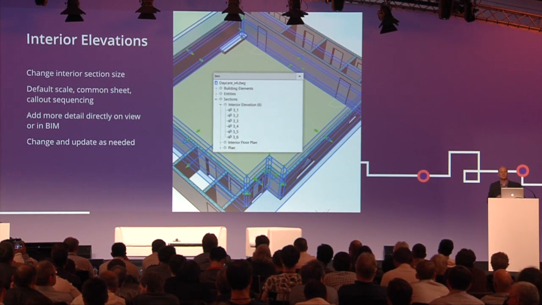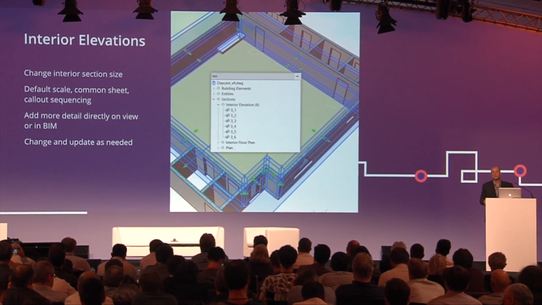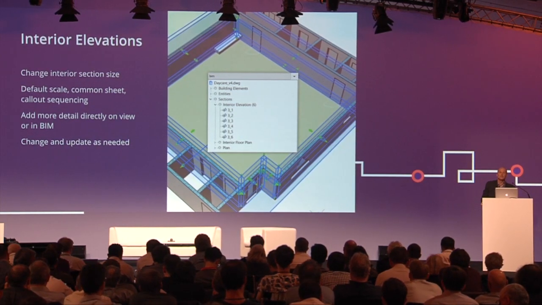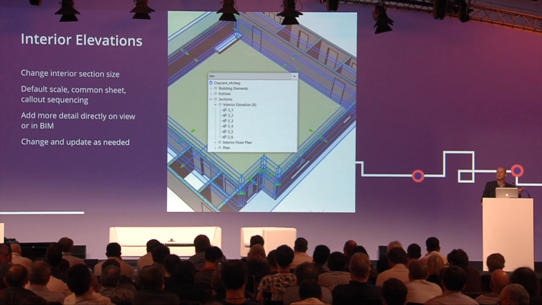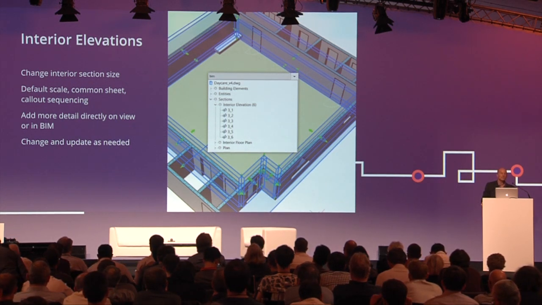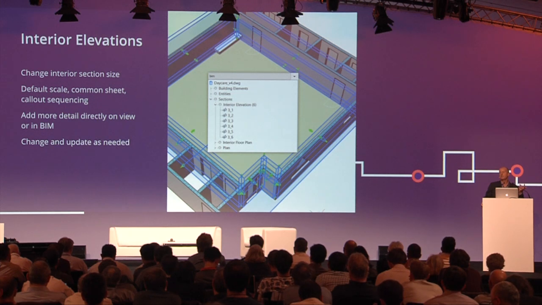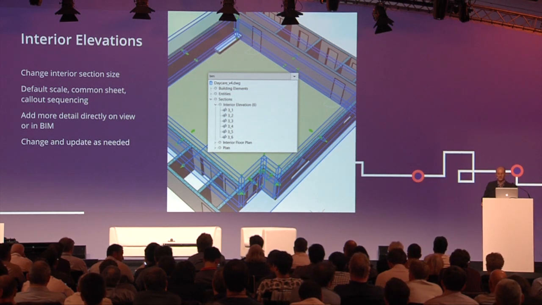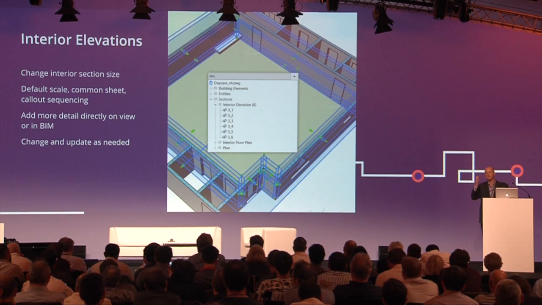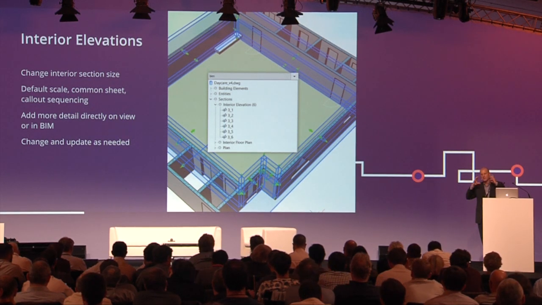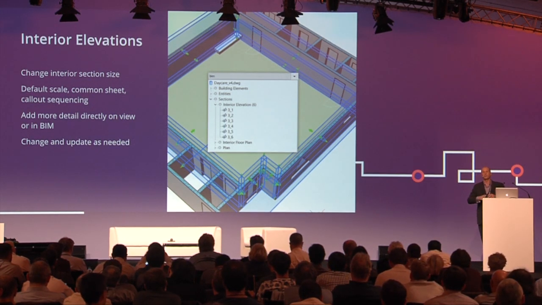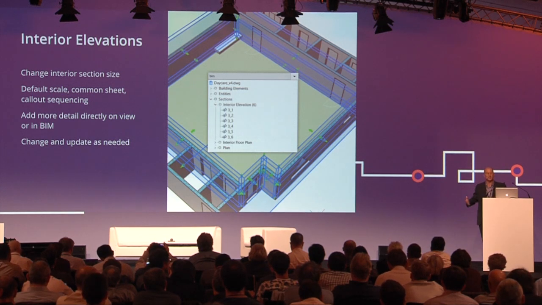And you can change the interior section size, so you can resize that volume section however you want. It has a default scale. It goes to a common sheet, so they all go to the same place, and there's call-out sequencing. You can add more detail directly on the viewport or in the BIM, wherever you want, and the changes are updated as needed. So very powerful, and a lot of information is provided by default, so that you can keep your design ideas flowing, but you can make changes as you want.